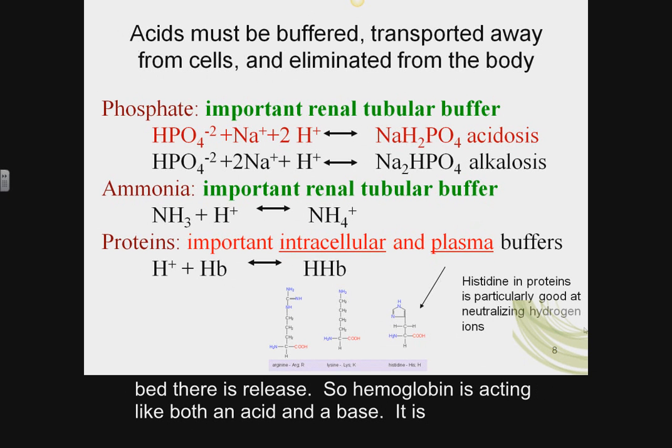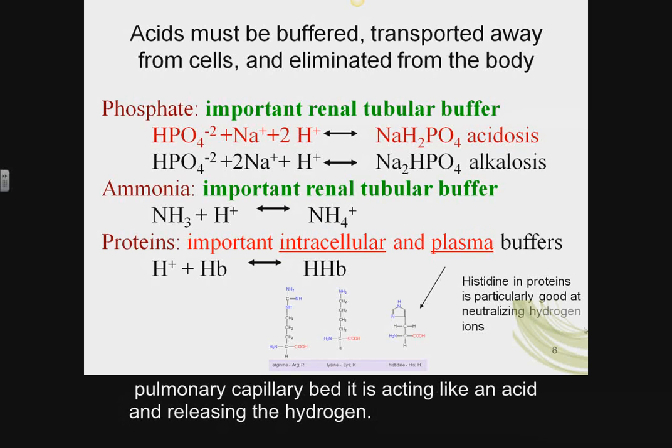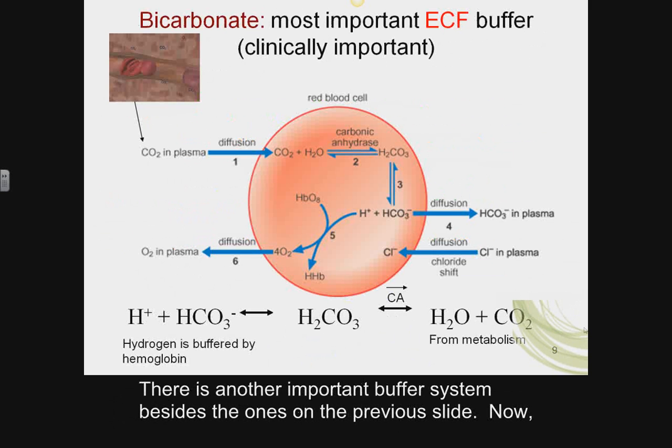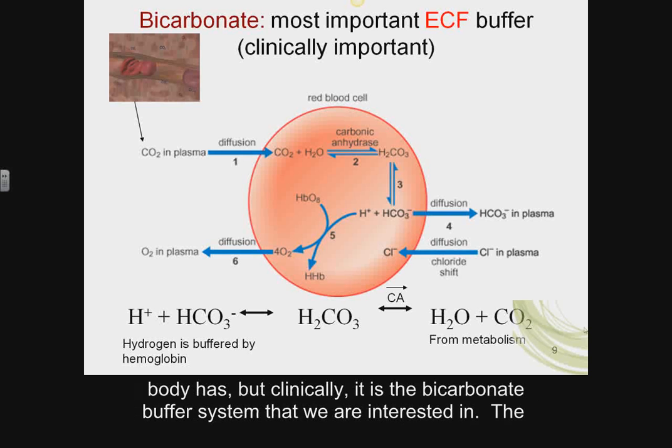So hemoglobin is acting like both an acid and a base. It is acting like a base in the tissue bed where it binds to hydrogen, and then in the pulmonary capillary bed, it is acting like an acid and releasing the hydrogen. There is another important buffer system besides the ones on the previous slide. Now, proteins are actually physiologically the most important buffer system our body has. But clinically, it is the bicarbonate buffer system that we are interested in.